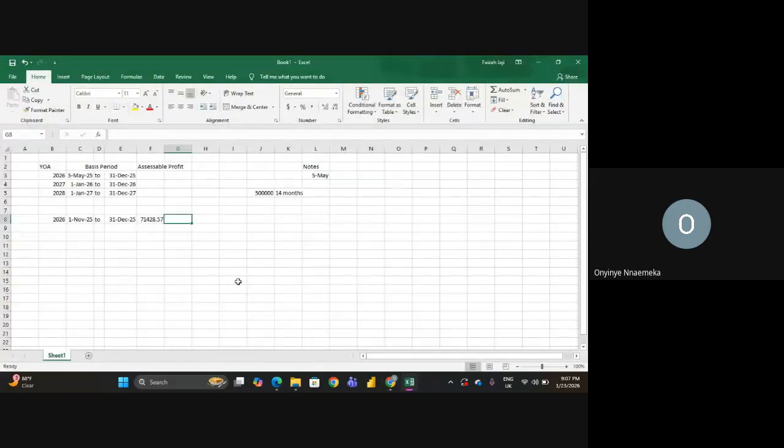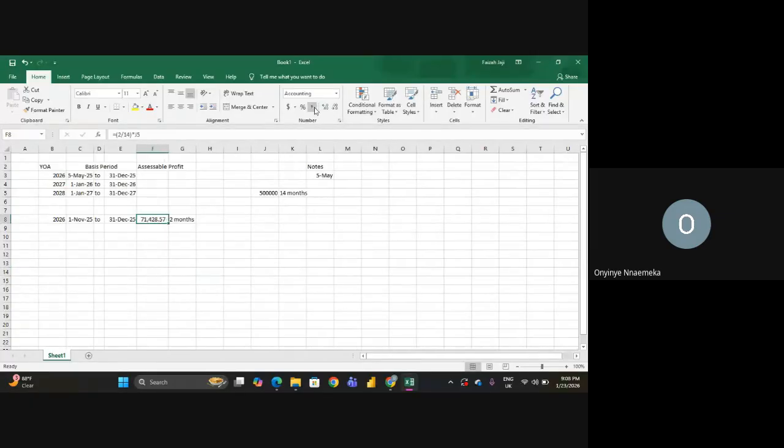Thank you. So now I established the fact that 500,000 is for 14 months. But this amount that we have calculated here is only for 2 months. Don't forget, it's only for two months. So if we charge this 71,429 to tax at 30%, we're only taxing 2 months, not 14 months.